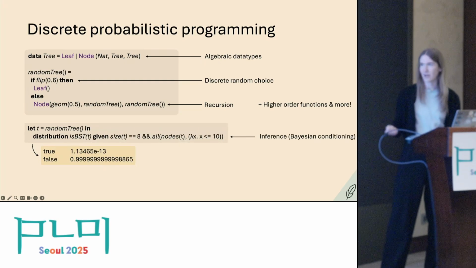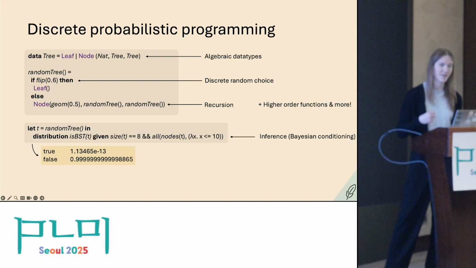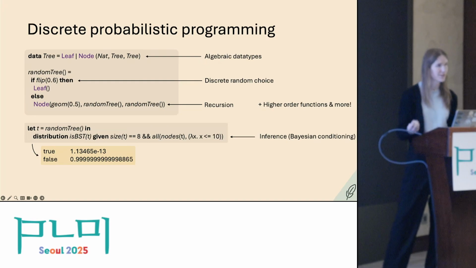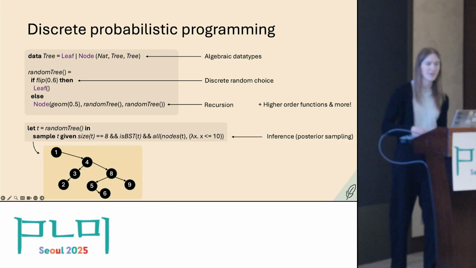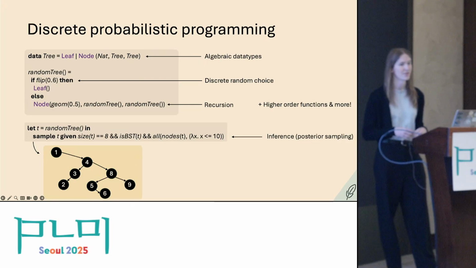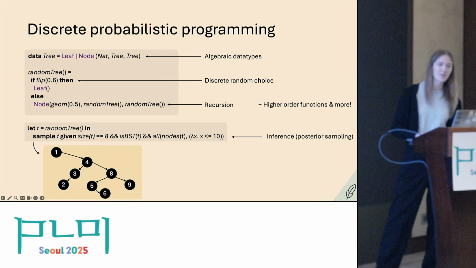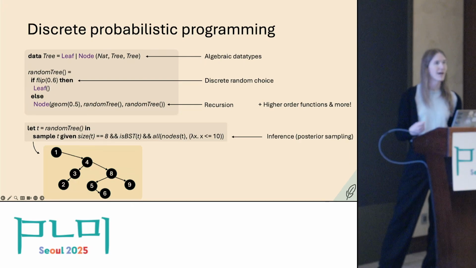Now, a user could also ask for something like the conditional distribution of some expression, given that some user-specified Boolean condition is true. Or, for example, we could generate samples from these conditional distributions. For example, here we condition our program on the condition that generates a valid binary search tree and sample from that distribution.